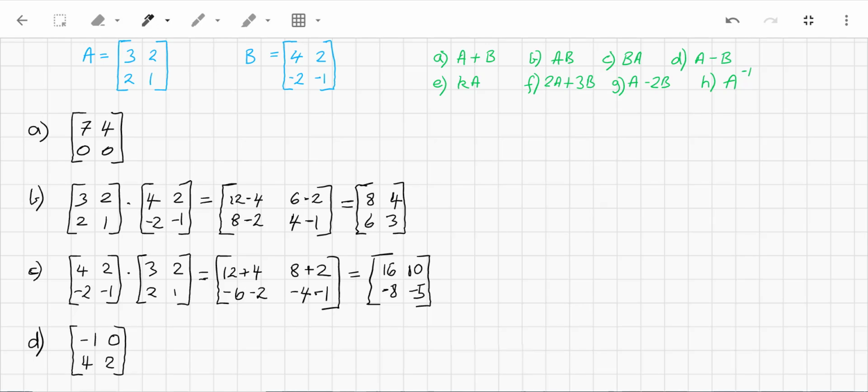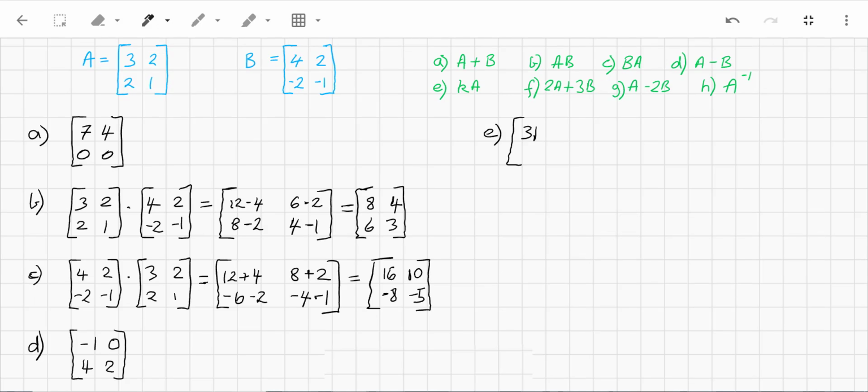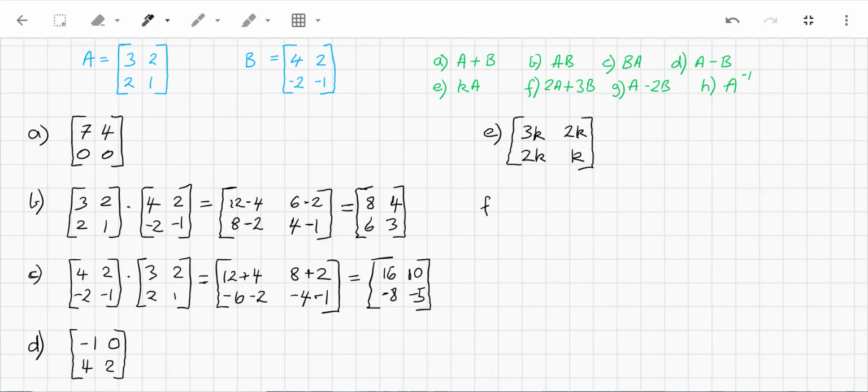Part E is some factor k multiplied by the A matrix. So k can be any number. In this instance, I just flow the multiplication through this whole matrix. 3k, 2k, 2k, and then just k. This will be useful later on when you're doing transformations.